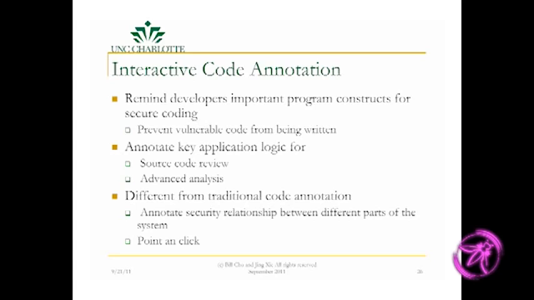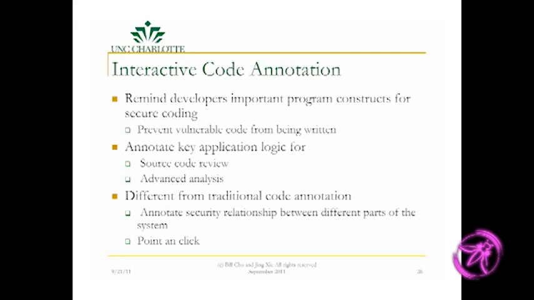The second mechanism that we're going to talk about is called interactive code annotation. I want to first say that annotation is not a new idea, but the way we are using annotation in this context is different from traditional annotation, because traditional annotations are text-based. You write certain extra syntax, program statements essentially, in the program. The kind of annotation we're talking about, interactive annotation, is first of all not text-based. The focus is not about asserting something about a piece of code, but about security relationships between different parts of the code, which is very different from traditional annotation, which just talks locally about what this piece of code does. And we envision it to be entirely point-and-click based, so no extra syntax or anything like that is needed.